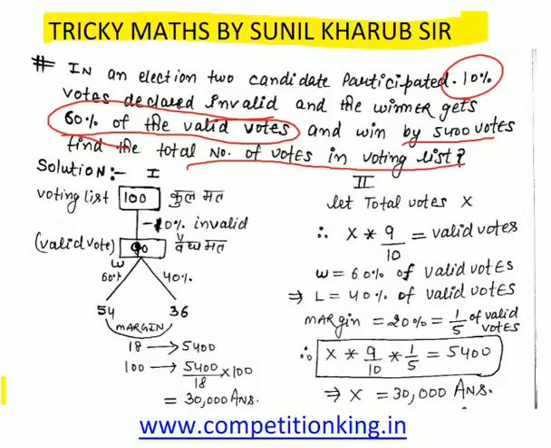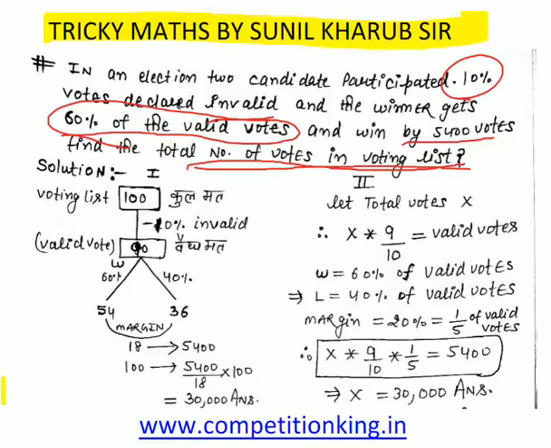We will tell you to do this in three ways. First way, second way and third way. Then I will tell you which method you have to follow in the exam. First method, you can assume total votes as 100 or valid votes as 100. I am assuming in this question total votes as 100 because total votes were asked in the question. If valid votes were asked, then I will assume valid votes as 100.